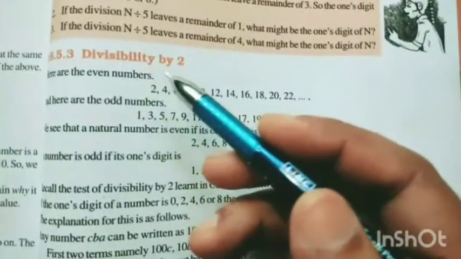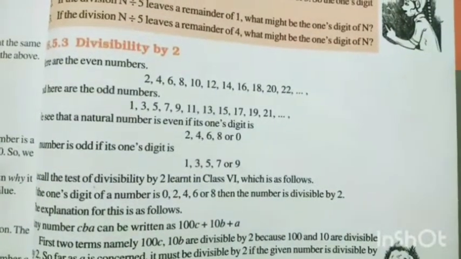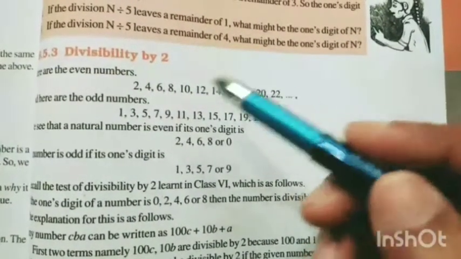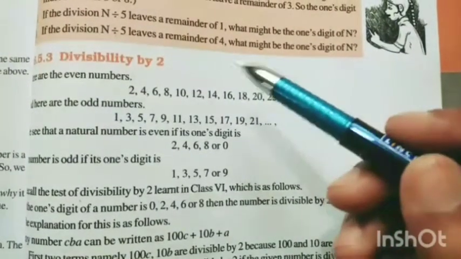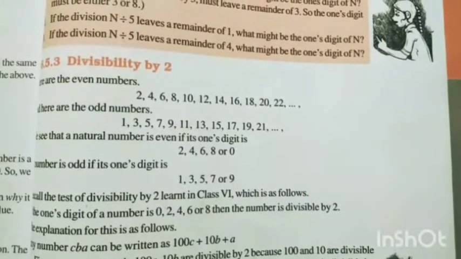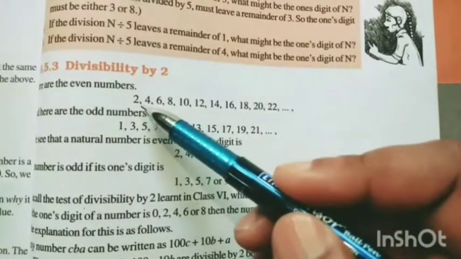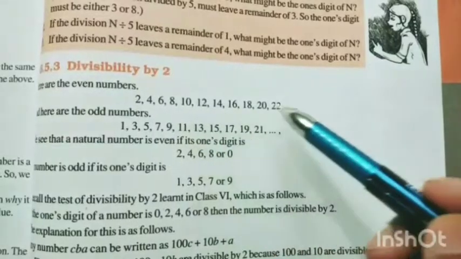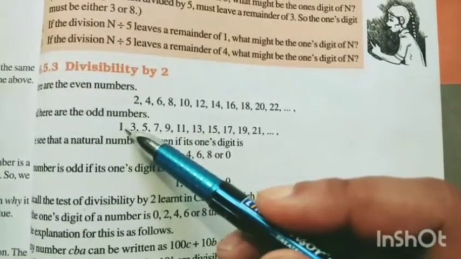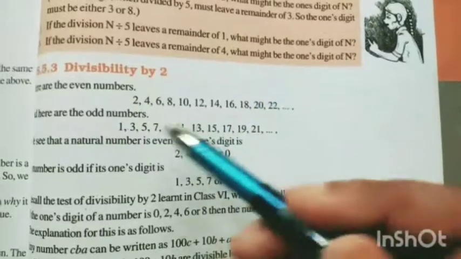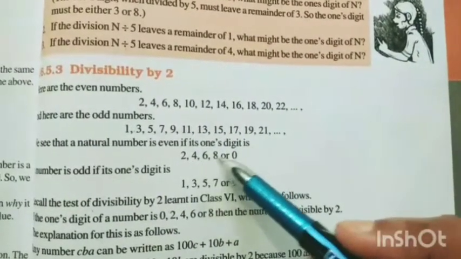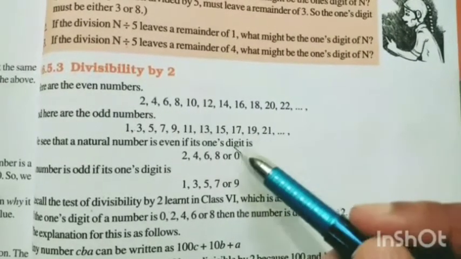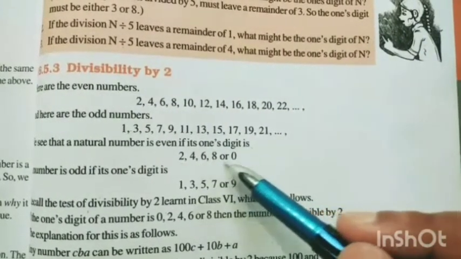Next, divisibility by 2. So divisibility by 2, we know that any number which is divisible by 2, how? If the ones digit of that number is 0, 2, 4, 6, 8, all even numbers, right? If the ones place digit is an even number, then that number is divisible by 2. So we know that the even numbers start from 2, 2, 4, 6, 8, 10, and many even numbers are there. Odd numbers start from 1, 1, 3, 5, 7, 9. So we see that a natural number is even if its ones digit is 2, 4, 6, 8, 0.